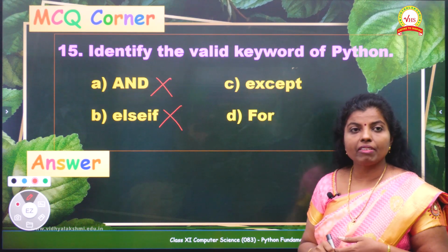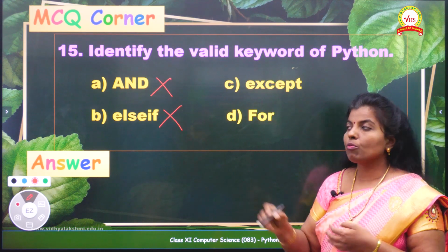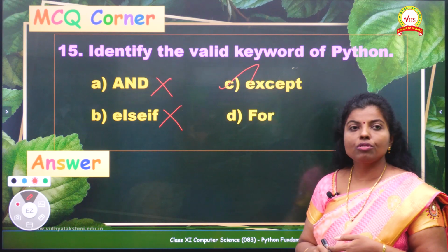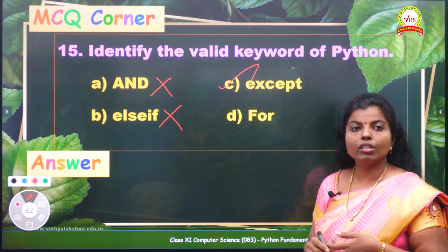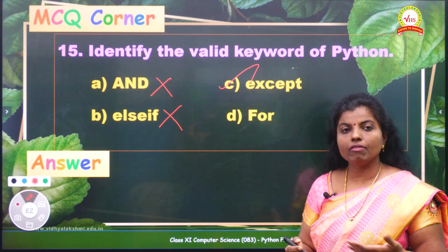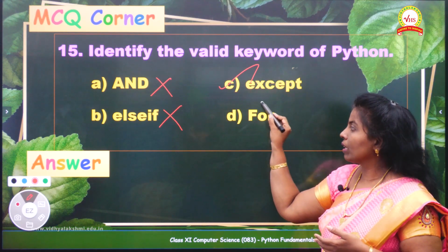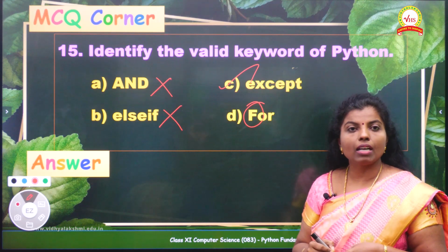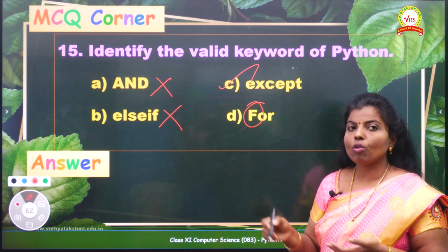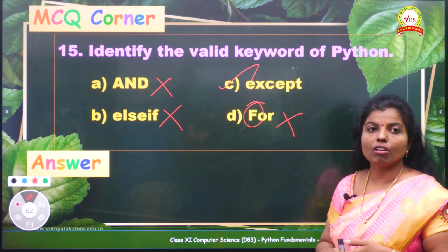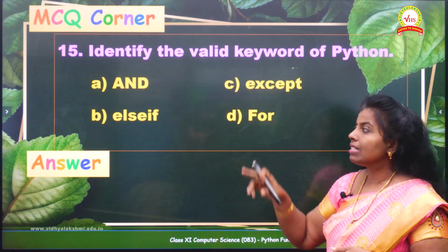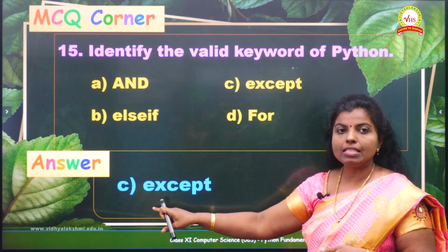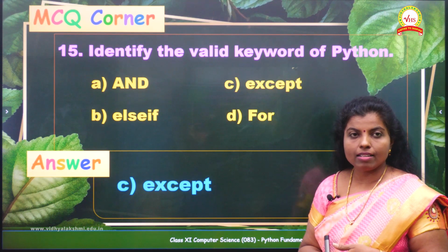The next option is given as except. We have a keyword called except. So this is going to be the correct option for this question. And we have a keyword called for. We do have this keyword, but here it begins with an uppercase letter. That's why this also becomes an invalid keyword of Python. So our option is going to be option C, except. Option C, except is the correct answer for us.